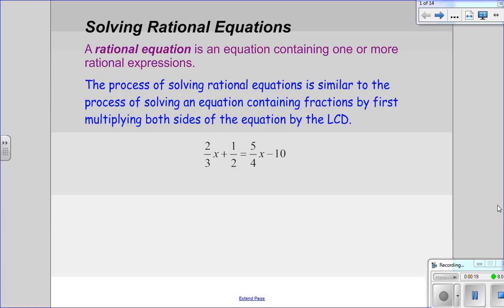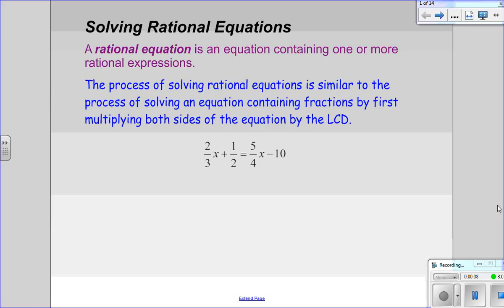And this process for solving rational equations is very similar to the process of solving an equation that contains fractions, by first multiplying both sides of the equation by the least common denominator. We sometimes call this technique clearing the fraction. So let's remember how to clear fractions.